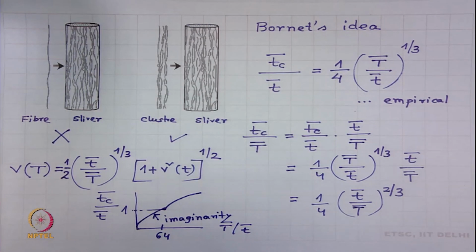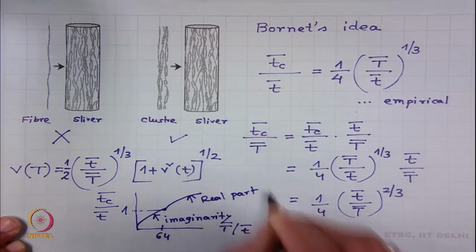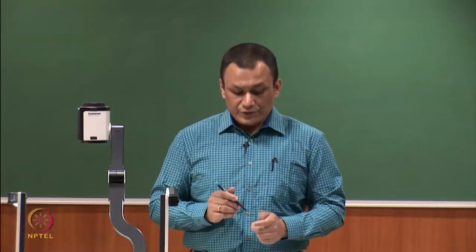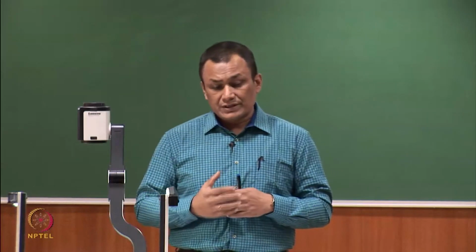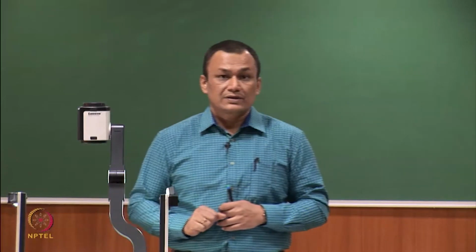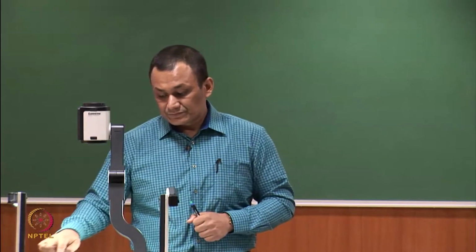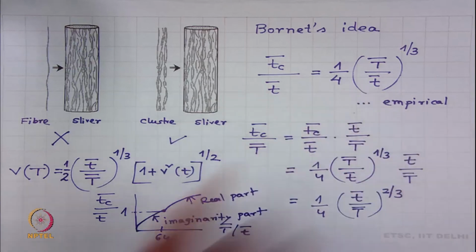The fineness of cluster cannot be less than the fineness of fiber. However, this is the real part. So, if one has to use this expression, you need to be sure that in the cross section of sliver or yarn, the number of fibers must be greater than 64, then only you should be able to use this expression. If a yarn has less than 64 fibers in the cross section, then this expression cannot be used, because it does not define the case when the number of fibers is less than 64. If it is more than 64, you can use this expression.